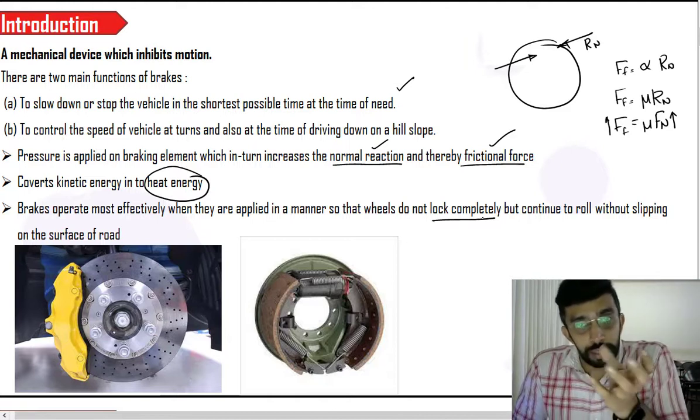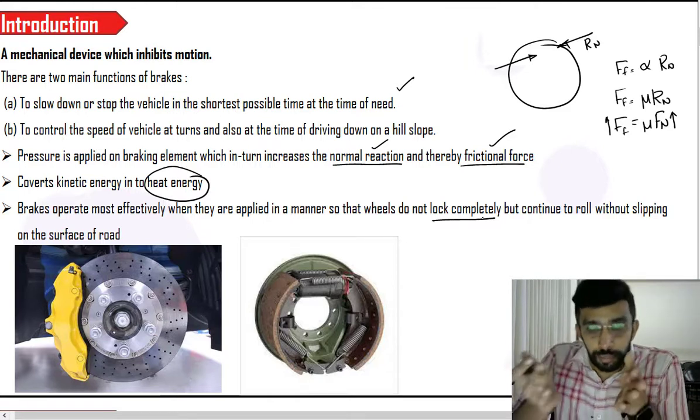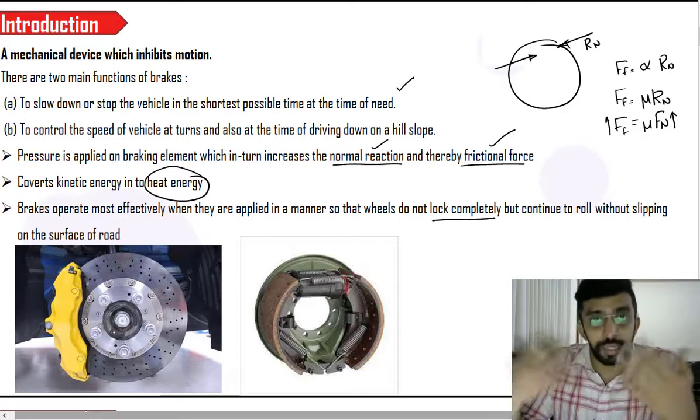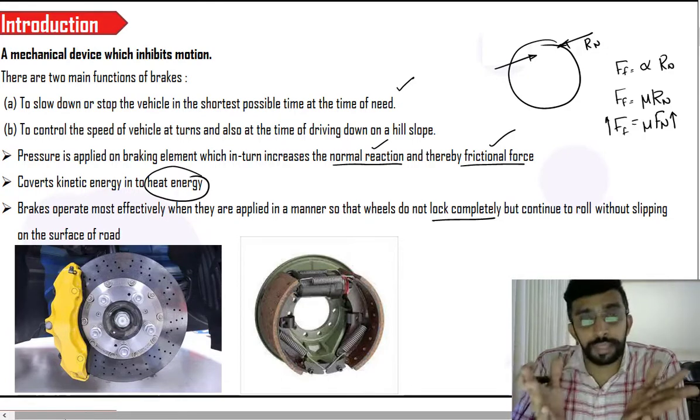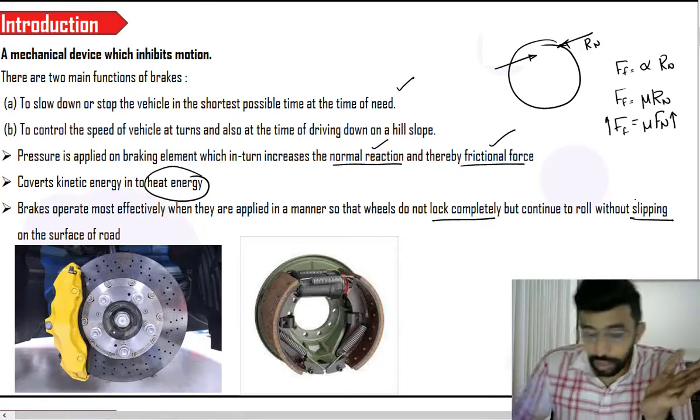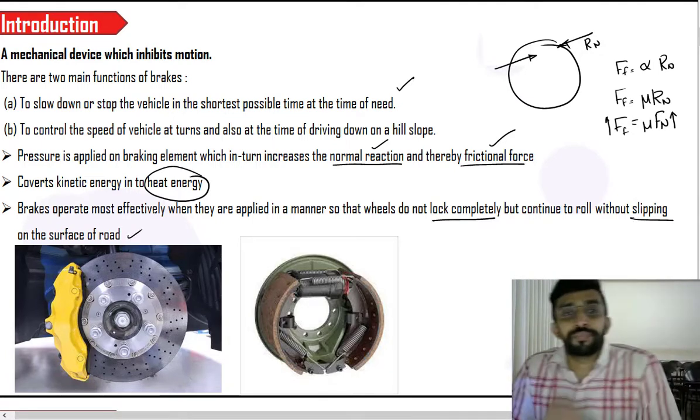If after the application of the brake, the tire or the rotating element becomes completely locked, then there is a higher chance of slipping.